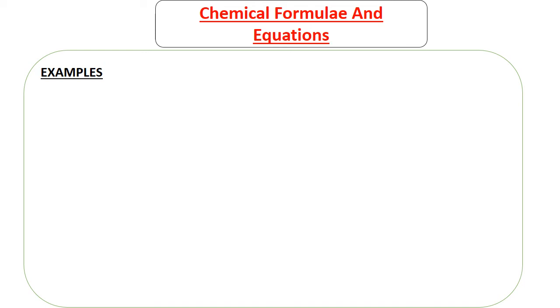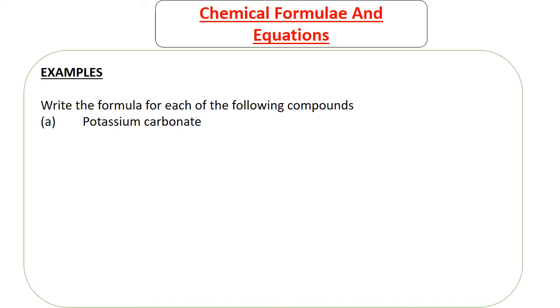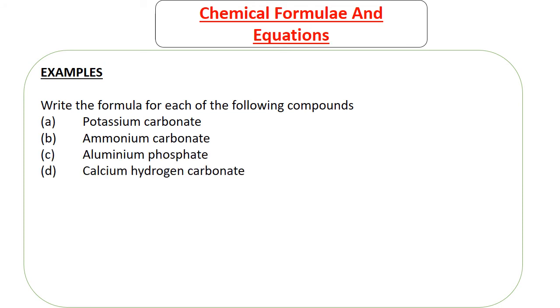let's take a look at some examples. Write the formula for each of the following compounds: potassium carbonate, ammonium carbonate, aluminium phosphate, and calcium hydrogen carbonate. So how do we tackle these ones?